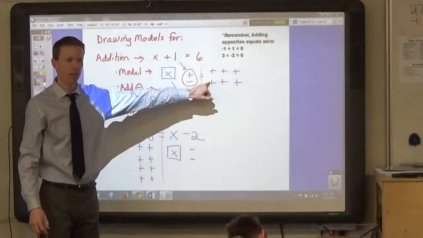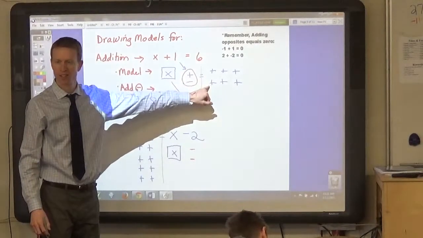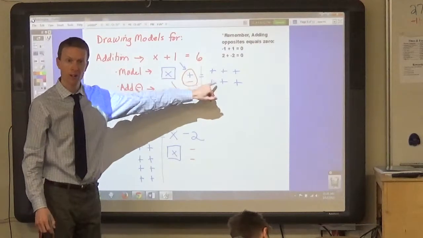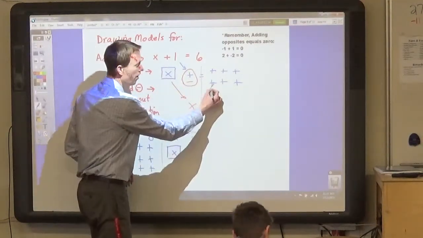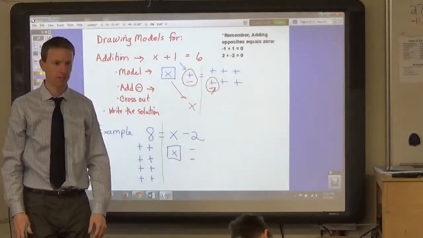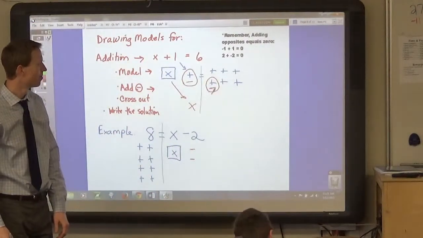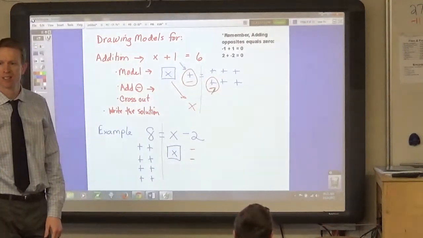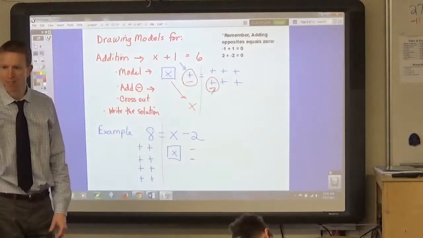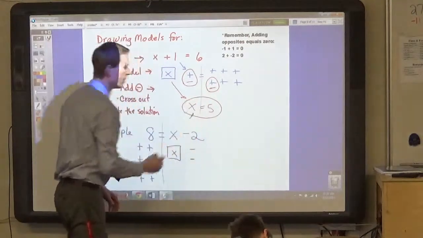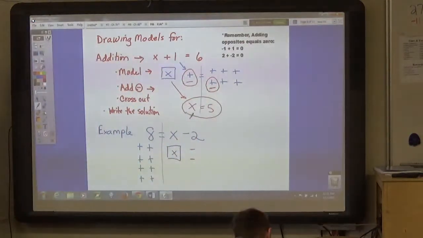And add what over here, class? 1. Add a -1 on this side also. Add a -1 so that we keep the sides balanced. What's left? 5, right? That proves x equals 5. Okay?